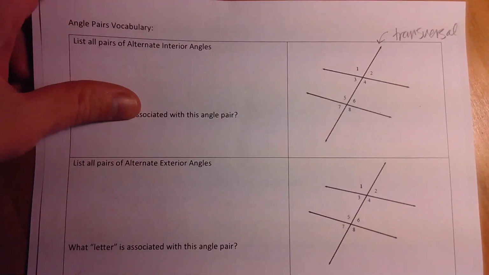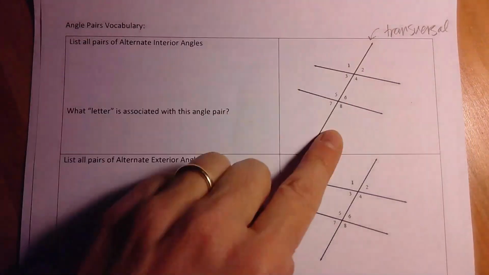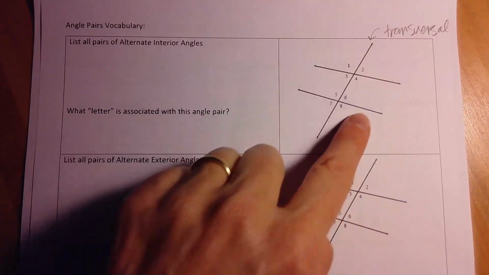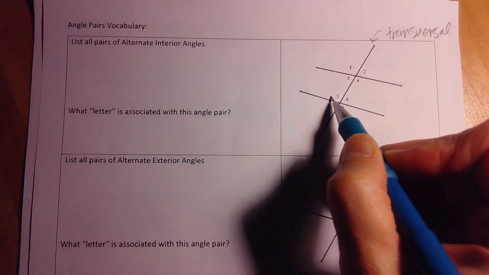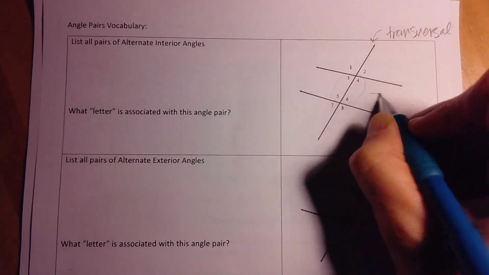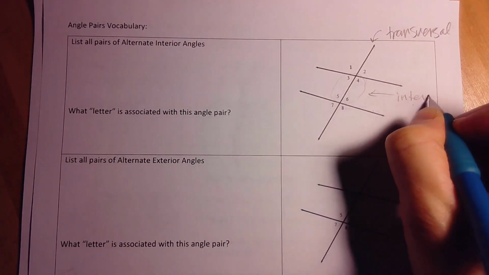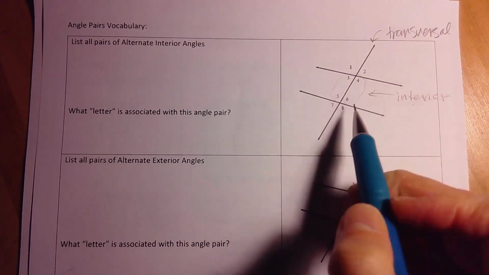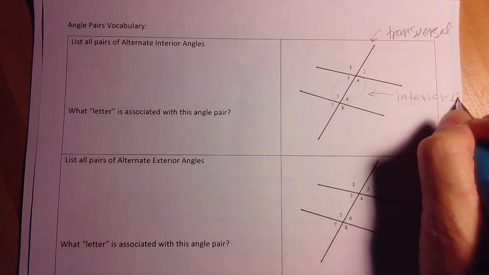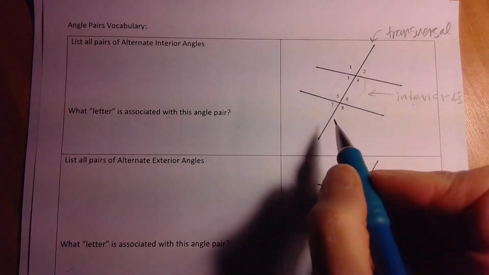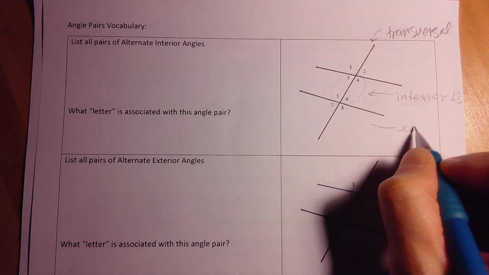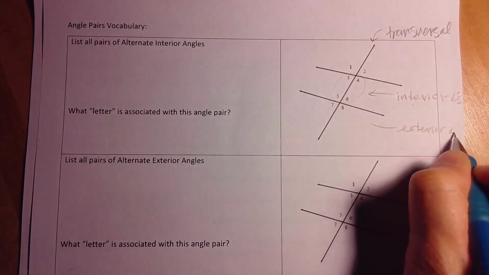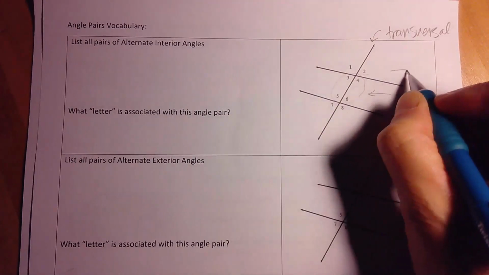And then on these diagrams, when the transversal crosses over these other two lines, we generate 8 angles. Some of them are interior and some of them are exterior. So these angles right here, 3, 4, 5, and 6, those are considered interior on your diagram. All right, interior angles. And then angles 7, 8, and 1 and 2 are considered exterior angles. Exterior angles. And 1 and 2 as well, exterior.